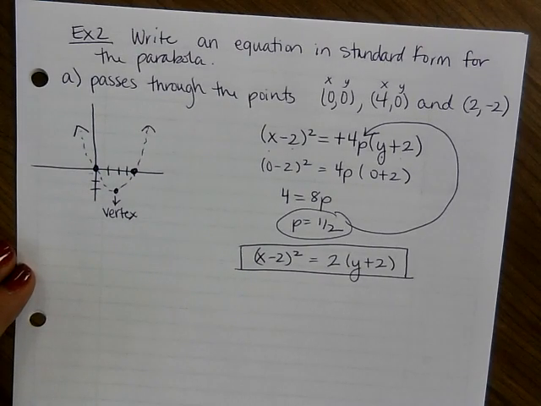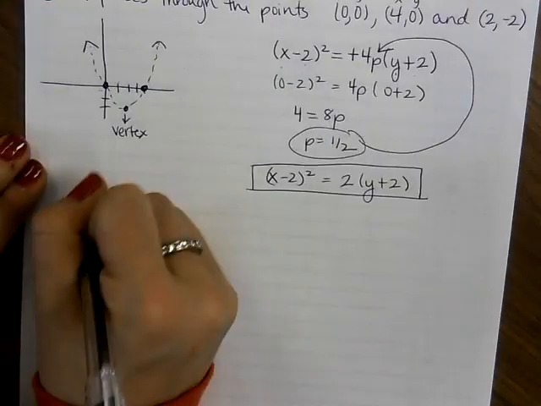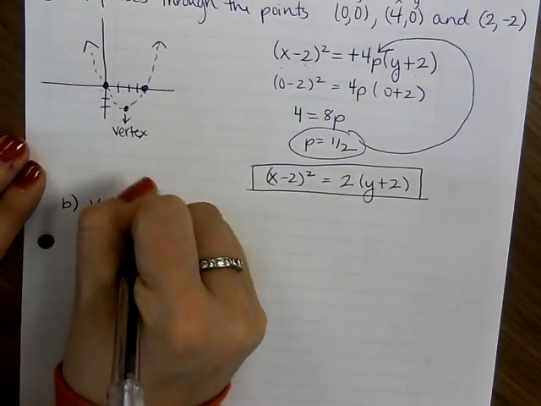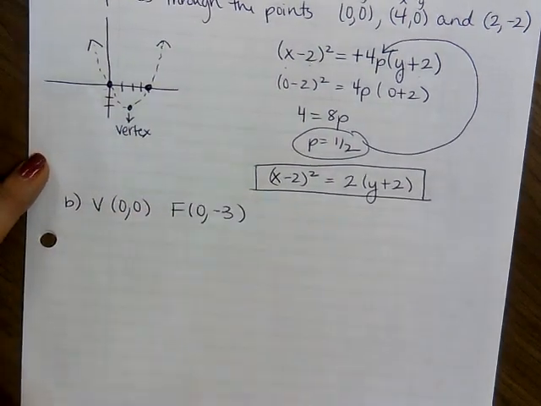Questions on that one? All right, next one. Our vertex is at 0, 0, and our focus is 0, negative 3.